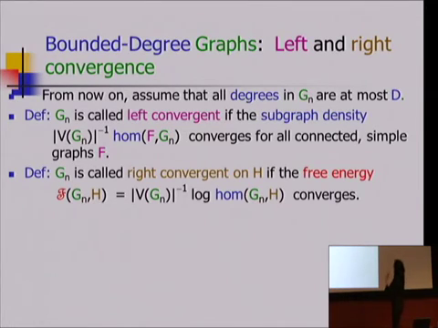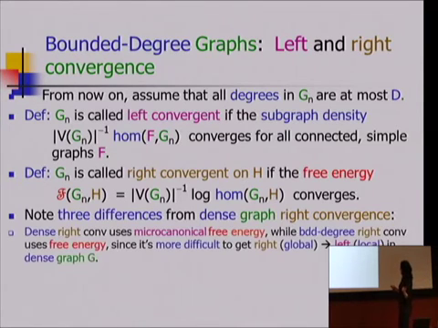Right convergence, so here I'm going to say that G_N is right convergent on H, so I'm specifying an H, if this free energy, so I take the log of this, but I just divide by V of G, not by V of G squared, because this is growing exponentially in the number of sites, because it's a sparse graph. Okay, if this converges. So what are the differences to what we did in the dense case?